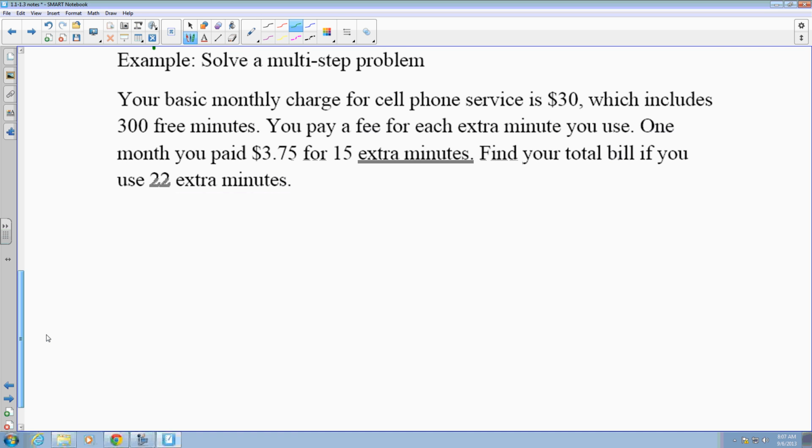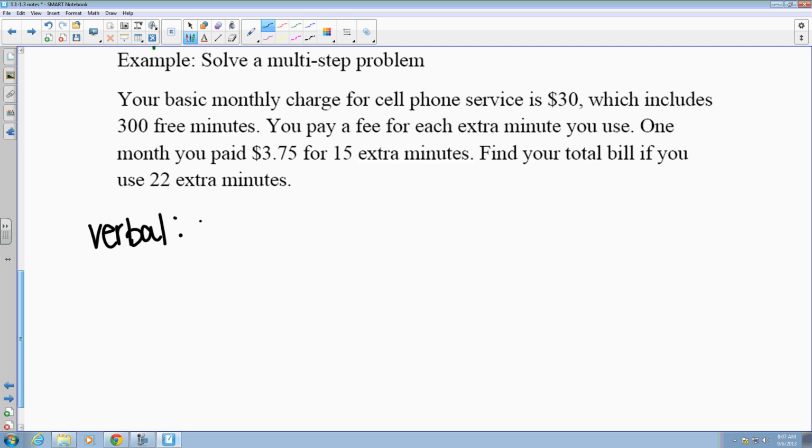Last one. Your basic monthly charge for cell phone service is $30, which includes 300 free minutes. You pay a fee for each extra minute that you use. 1 month you paid $3.75 for 15 extra minutes. Find your total bill if you use 22 extra minutes. So if we are trying to set up a verbal model, that gives us the whole bill essentially.